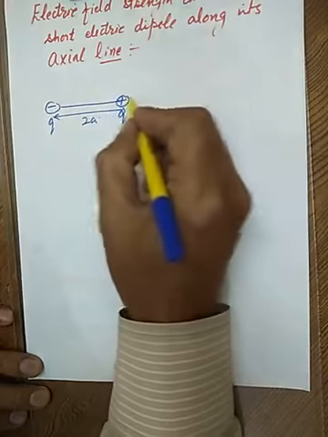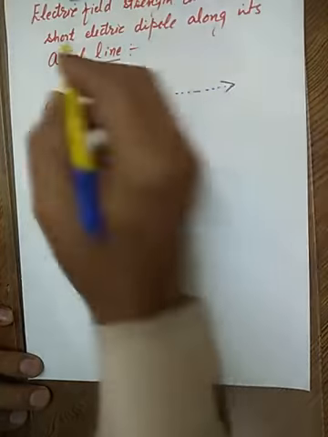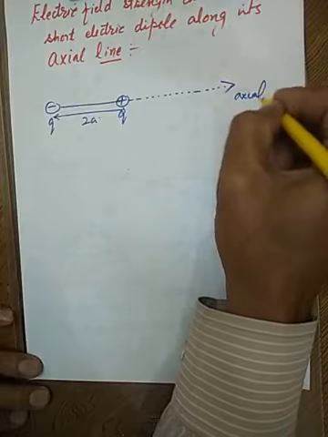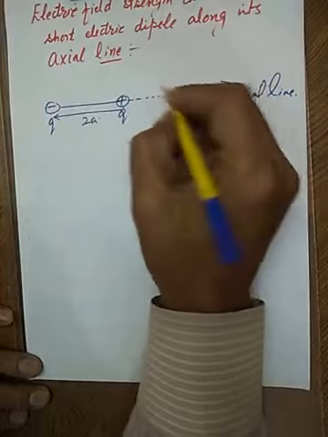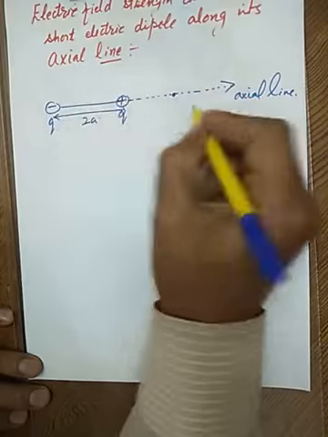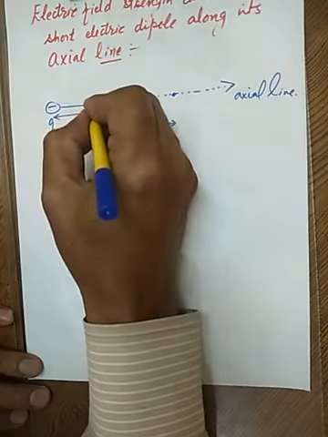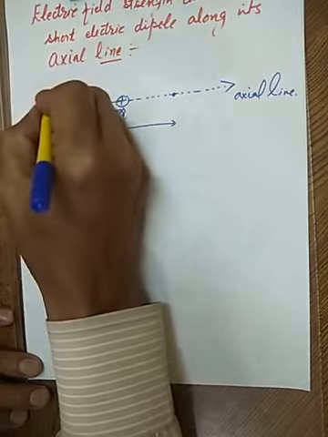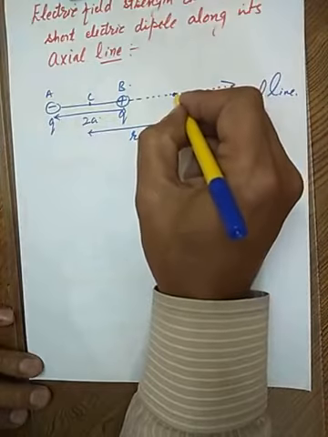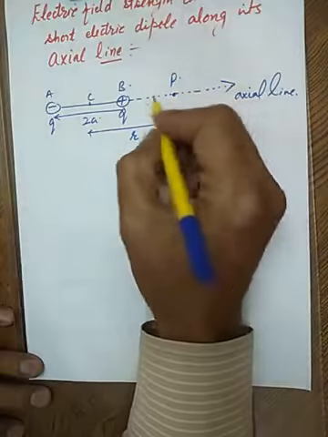And along this axial line we are interested in finding the electric field strength, that is E. This is the axial line. Let P be a point on this axial line at a distance small r from the center, let this be the center C. This point is A, this point is B. At this point P, we are interested in finding the electric field strength.